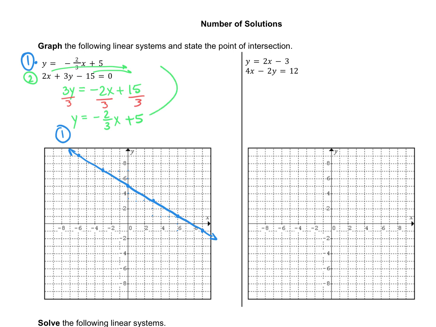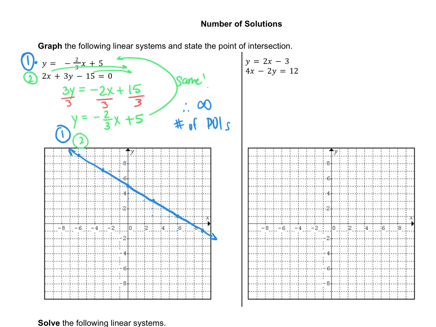If we look at the equation, it's the exact same. So the line that we already graphed is equation 1 and equation 2. So if it's the exact same lines, one on top of the other, that means there are an infinite number of points of intersection.